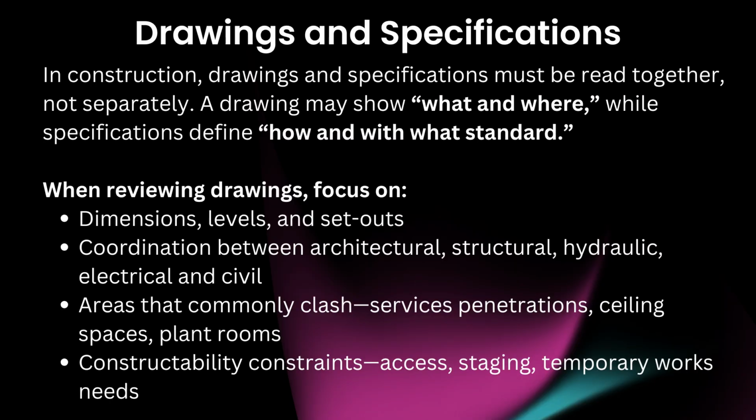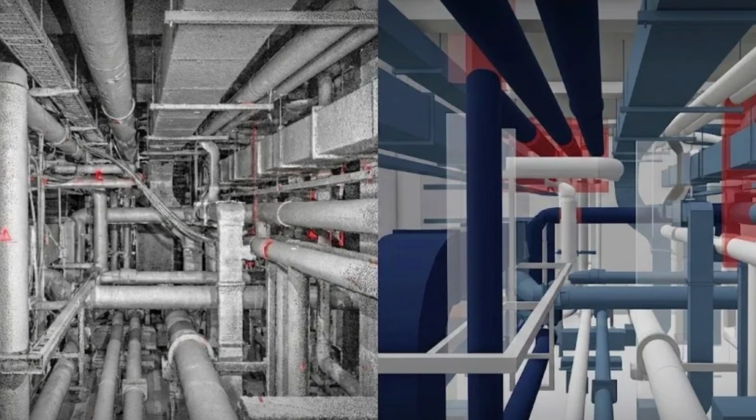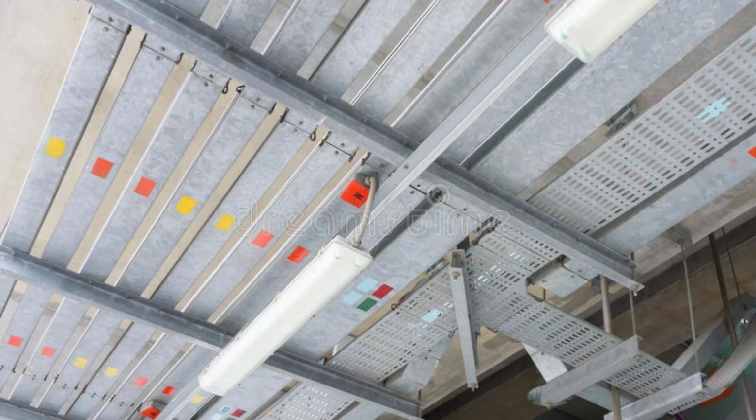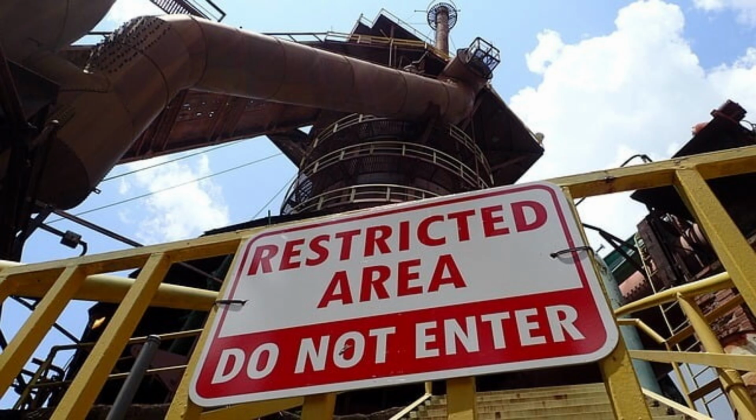Drawings and specifications. In construction, drawings and specifications must be read together, not separately. A drawing may show what and where, while specifications define how and with what standard. When reviewing drawings, focus on dimensions, levels, and setouts, coordination between architectural, structural, hydraulic, electrical, and civil. Areas that commonly clash: services, penetrations, ceiling spaces, plant rooms, constructability constraints, access, staging, temporary works needs.